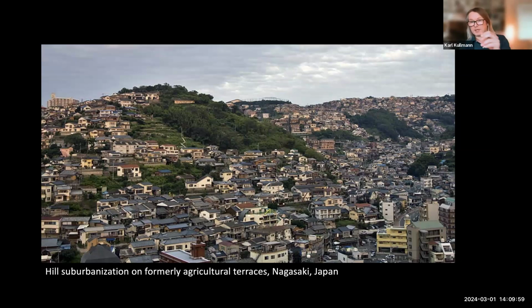In Japan, for example, in Nagasaki, in this slide you can see here, suburban development is adapted from pre-existing agricultural terraces. So they predated, and then the city expanded out onto them. So there was no new leveling. It was like an adaptive reuse of an existing artificial landform.